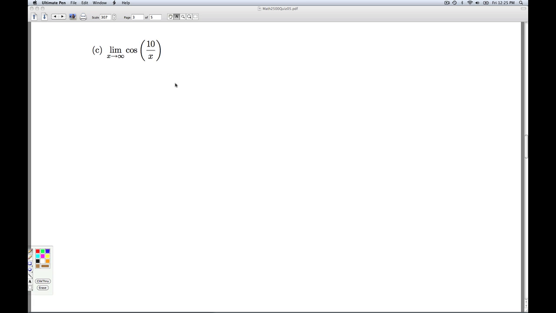Okay, part C is an interesting one. It's the limit as x goes to infinity of the cosine of 10 divided by x. So x is heading off to infinity. I imagine plugging in very large positive numbers for x, like a billion or a trillion. And the 10 over x, what's in parentheses here, that's going to 0. So as the inside of the cosine goes to 0, what's happening to the cosine? Well, cosine is a continuous function. So if the inside of cosine is going to 0, the cosine itself is going to the cosine of 0, which we know is 1. And that's it for part C.